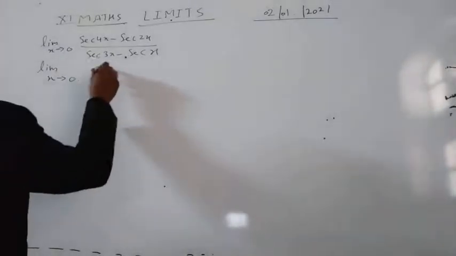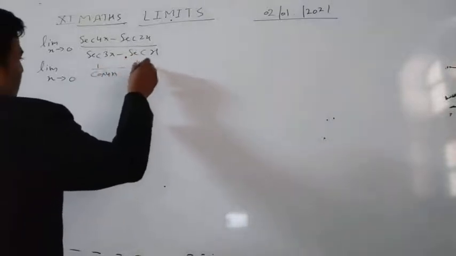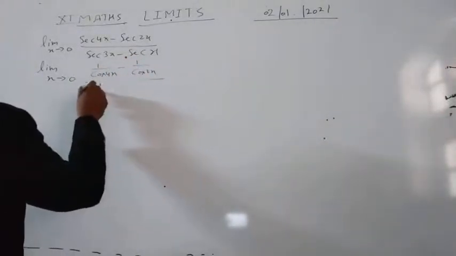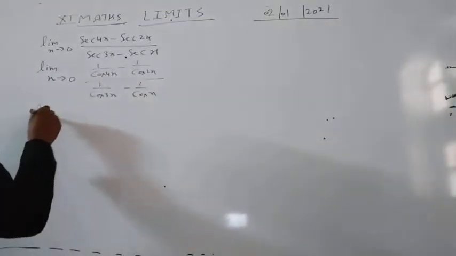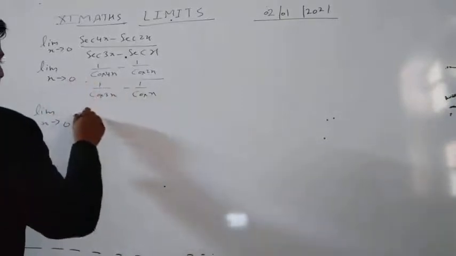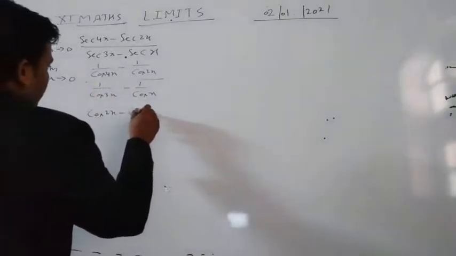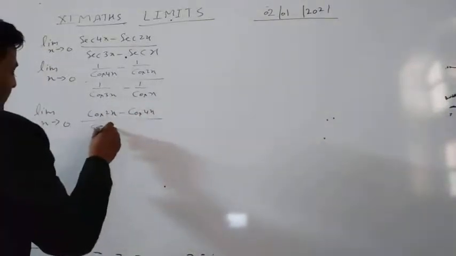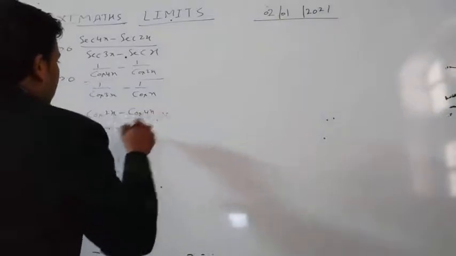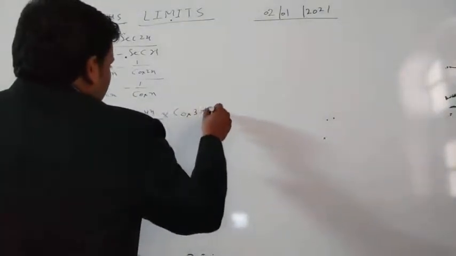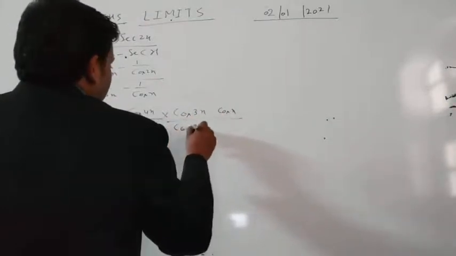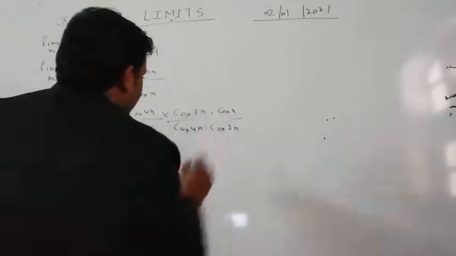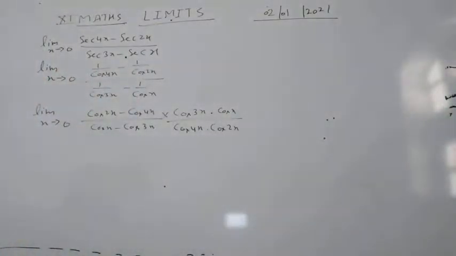Okay, so we write 1 by cos 4x minus 1 by cos 2x, 1 by cos 3x minus 1 by cos x. Now limit x tends to 0, we write cos 2x minus cos 4x, and here cos x minus cos 3x, and here student cos 3x into cos x by cos 4x into cos 2x. Okay student, now student we apply the formula of cos c minus cos d.